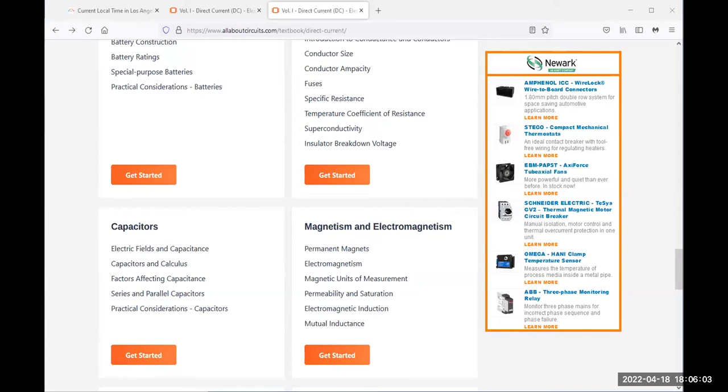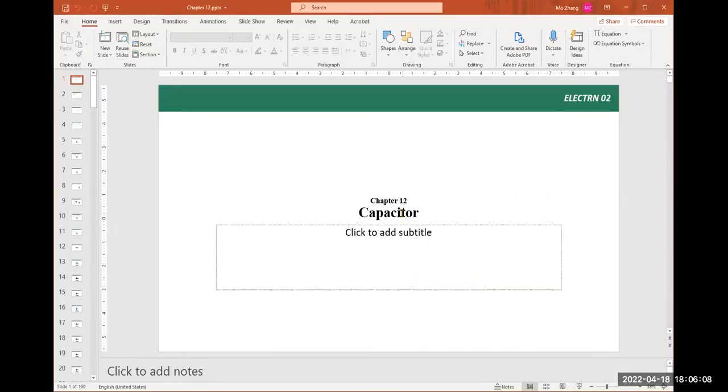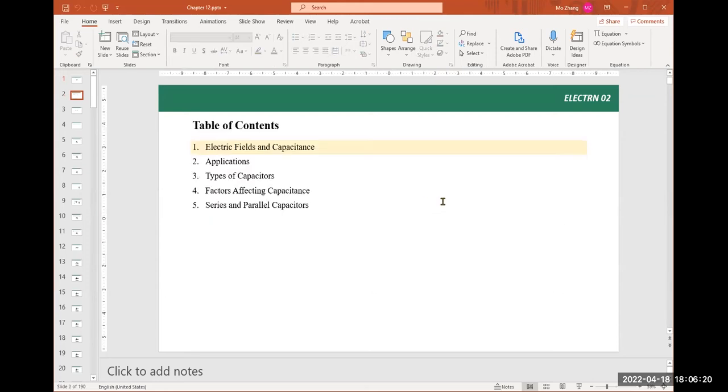Okay, let me switch the screen to the PowerPoint. So this is chapter 12. Chapter 12 is about the second important electronic device in our class, and in most classes, that is the capacitor. A capacitor is a device that stores charges, stores electrons.